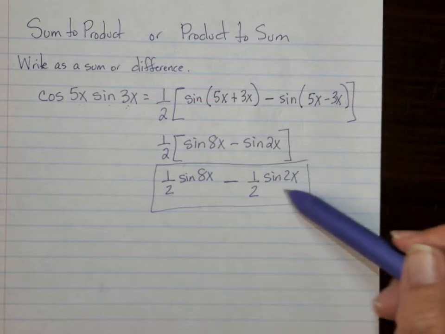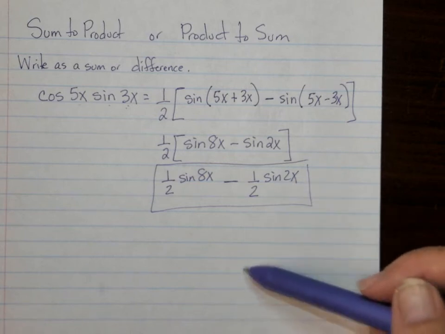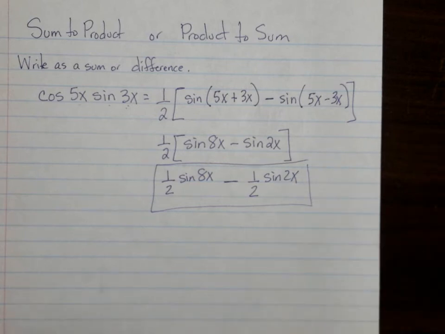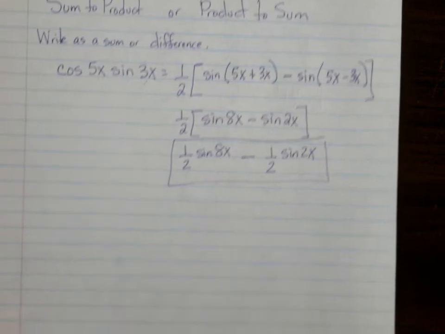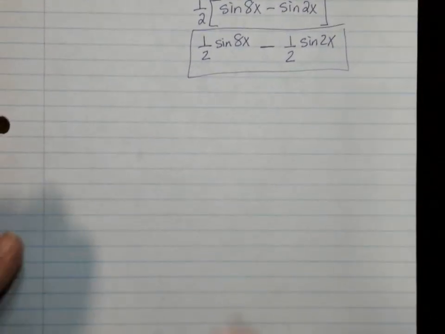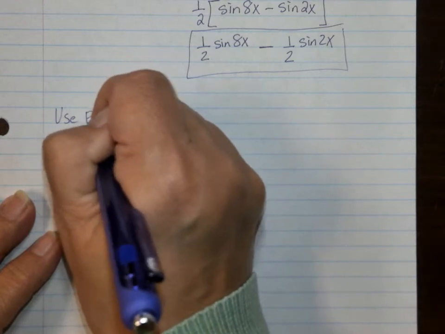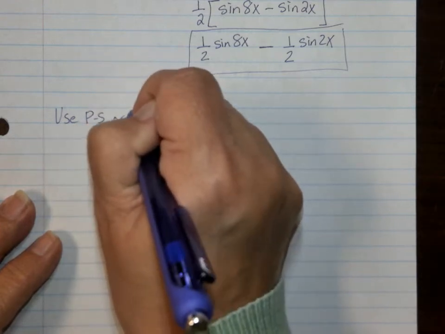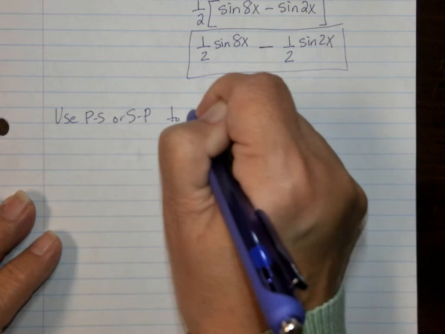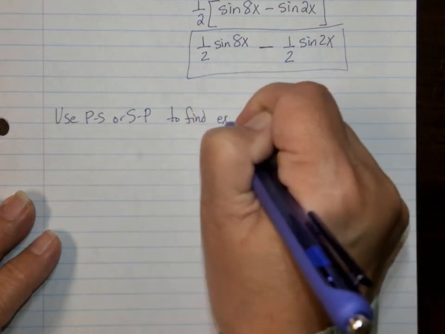Do you see that we could probably use the double angle identity and do some more stuff? But we're not going to do that, right? We're just changing it into a sum or a difference like they asked us to. Alright, next skill. Use product to sum or sum to product to find an exact value.